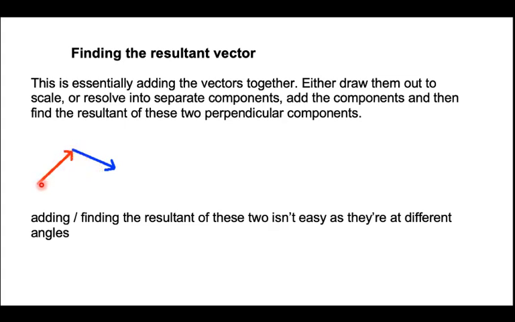If you want to know the resultant, well, the resultant is this here. So you could just measure that distance, use your scale to figure out how big it would be, and you could use a protractor to measure what angle it's at. And you've measured your answer.